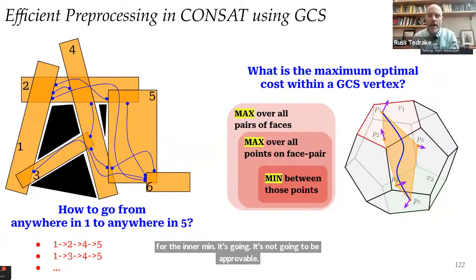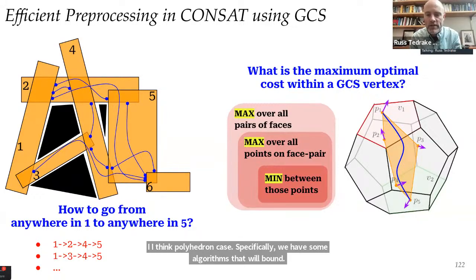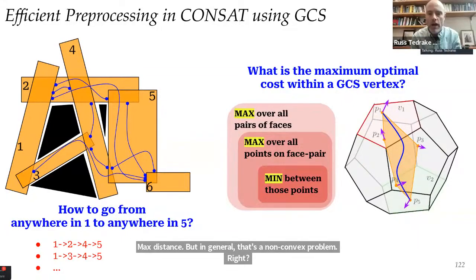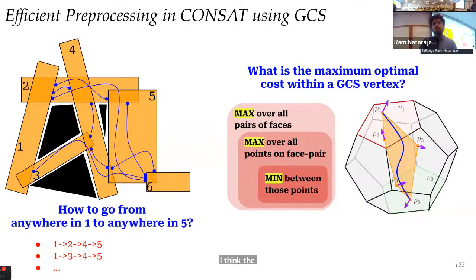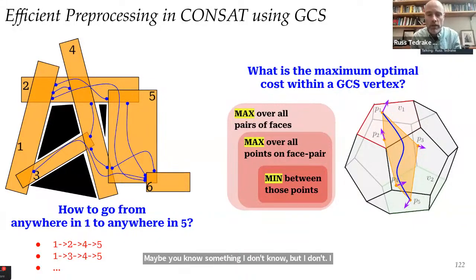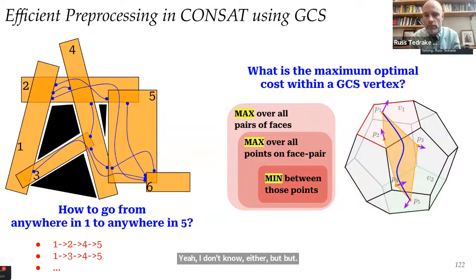No, but that problem is bad if it's not a polyhedron. I don't think we have good ways to do that for a spectrahedron, right? In the polyhedron case specifically, we have some algorithms that will bound that max distance, but in general that's a non-convex problem, right? Yes. I think the spectrahedron is a harder object to do that reasoning over. Yeah, I agree. Maybe you know something I don't know, but I don't know how to do that for a spectrahedron. I haven't thought enough about it, but off the top of my head I don't know how to do that. Right. Yeah, I don't know either. The polyhedron case is a very special case for that. Agreed.